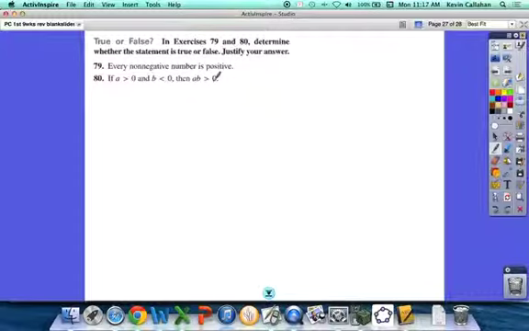If A is greater than 0 and B is less than 0, then A times B is greater than 0. What would it be? If one is positive and one is negative, when you multiply them, what do you get? You get a negative, okay? So that would be a false.